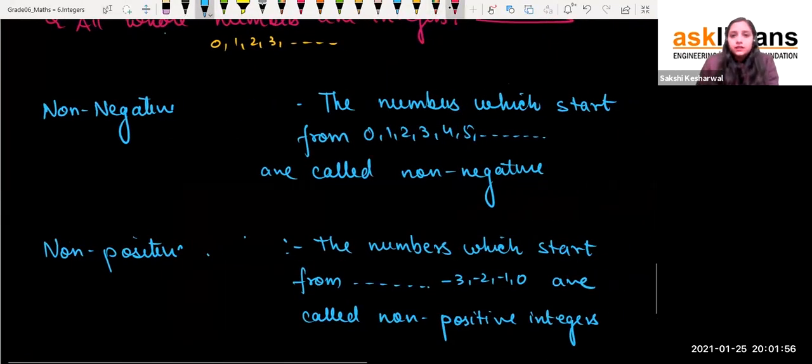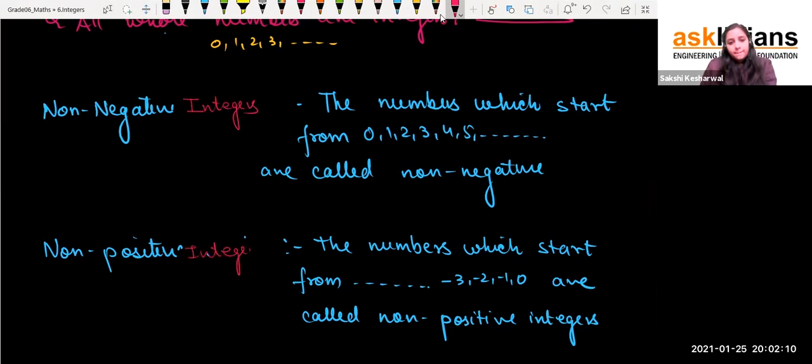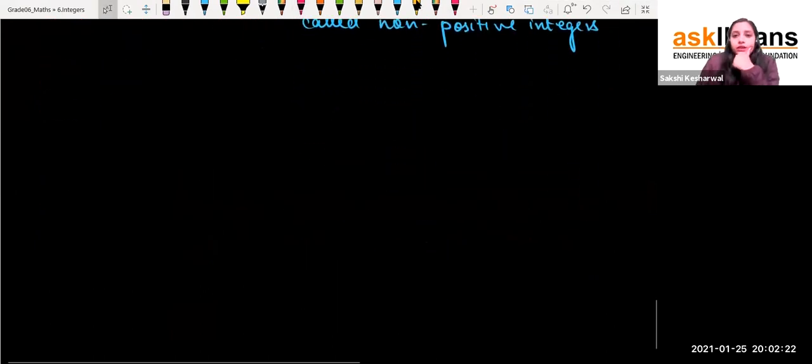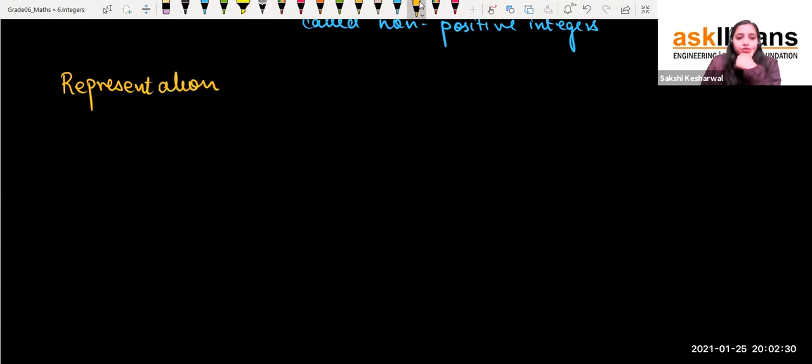Yeah, we'll write this as negative, non-negative integers, right? And this also as integers. Here also as integers. Okay, now let's do the representation, like how we represent this on a number line. So representation of integers on number line, right?